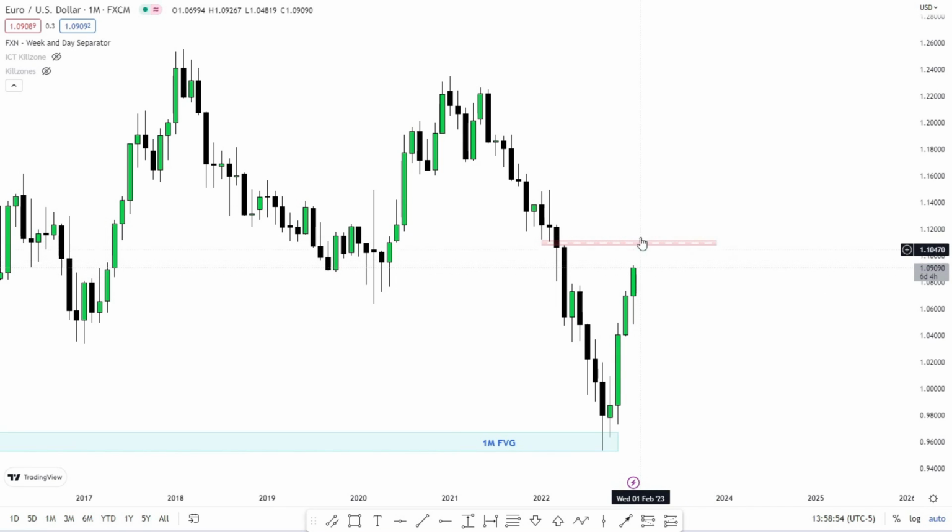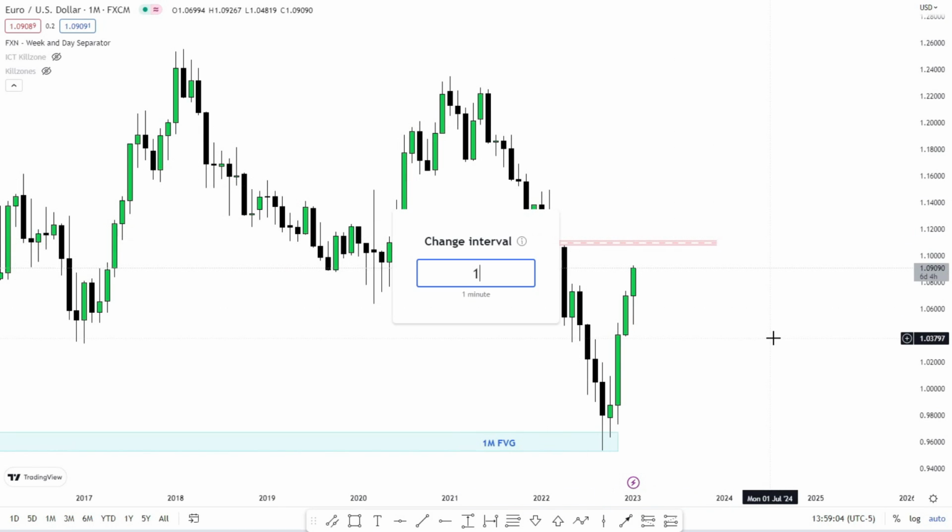Then we'll see if it will break above and retest and then continue for this liquidity, or even another draw maybe in between before you're reaching the liquidity. So I think that's all about the monthly. We can go to the weekly.